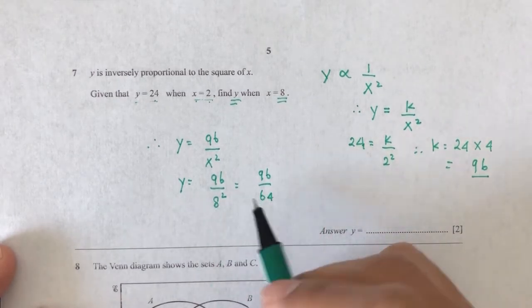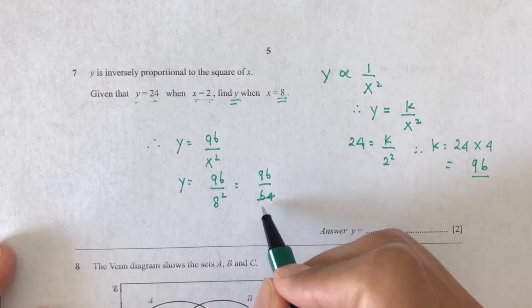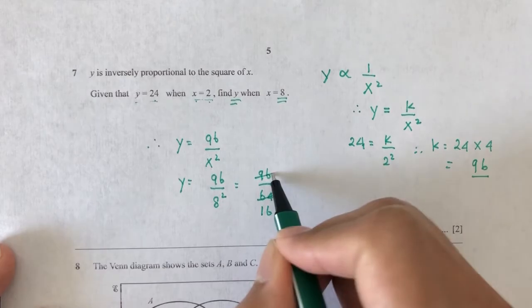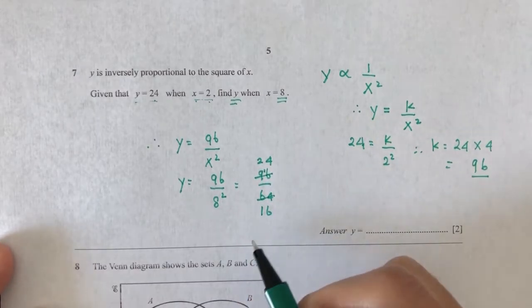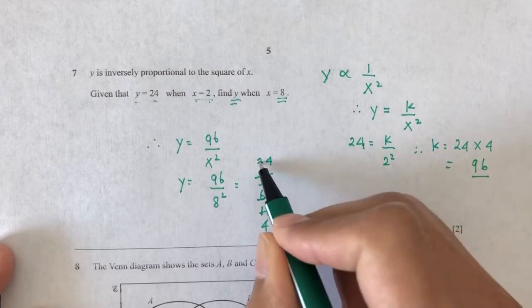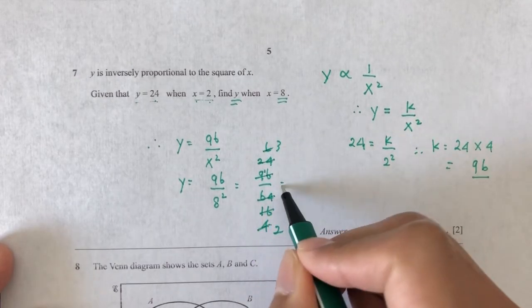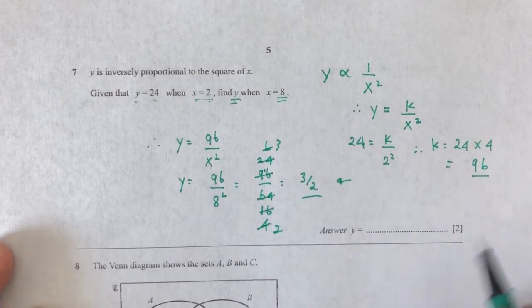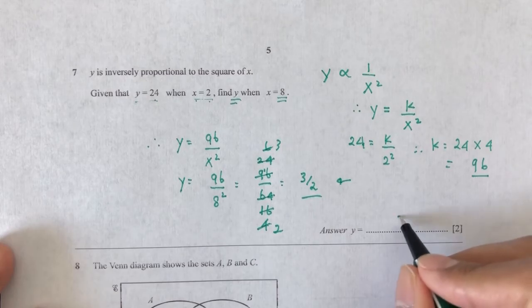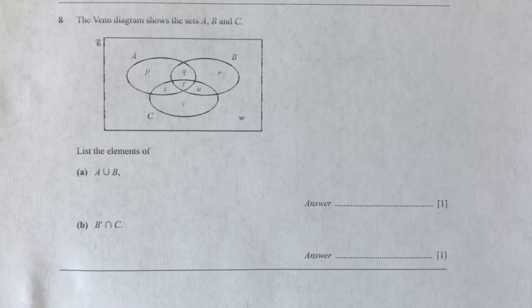Let's divide by 4. So dividing by 4, we have 24 over 16. Divide by 4 again... that will be 6 over 4. Divide by 2, we have 3 over 2. So the value of y will be 3 over 2, or 1.5. And that was for number 7.